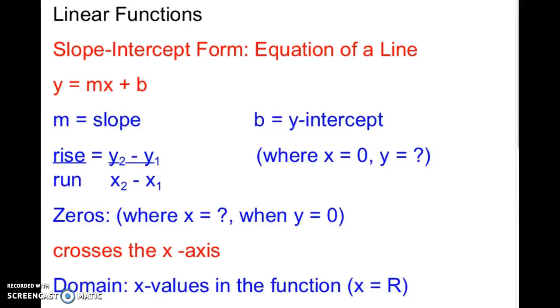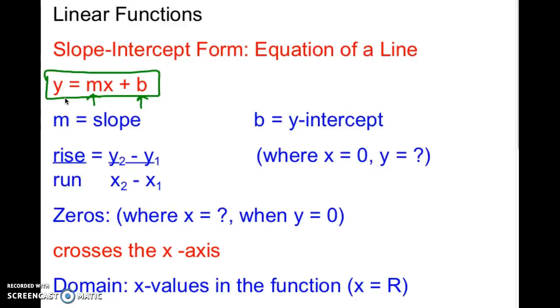Okay, here's our first slide if you want to write this down, and a lot of this should be review from last year, but I'm going to go through and just talk about it. The equation of a line, they call it slope-intercept form, is y equals mx plus b. M is your slope, which I wrote right here. B is your y-intercept, so if you know those two numbers, you can go ahead and write the equation of a line.